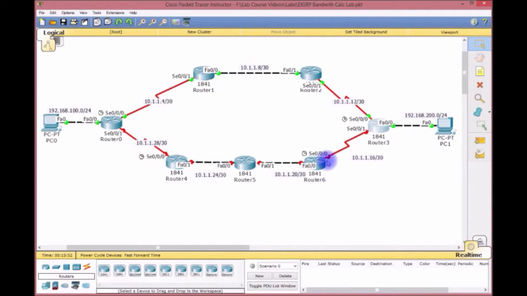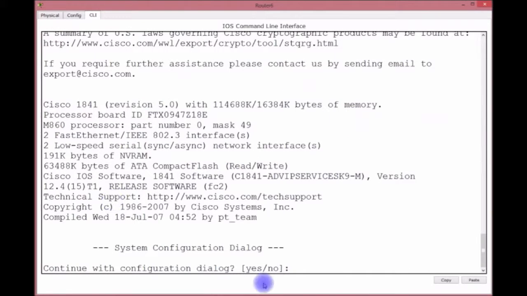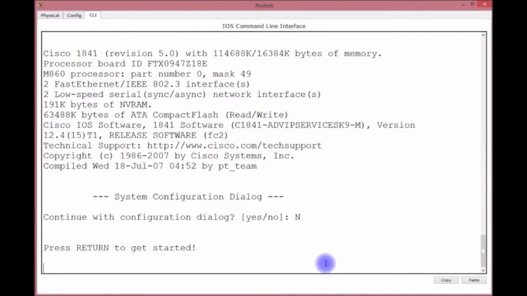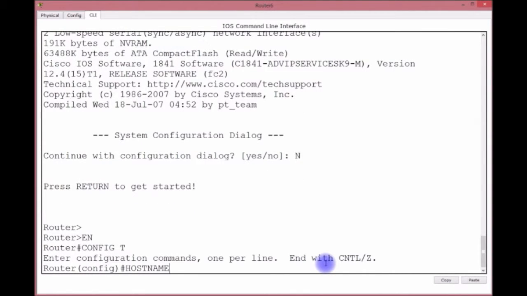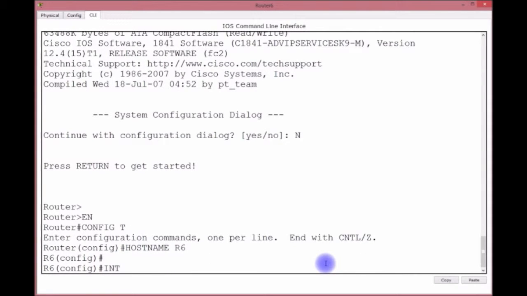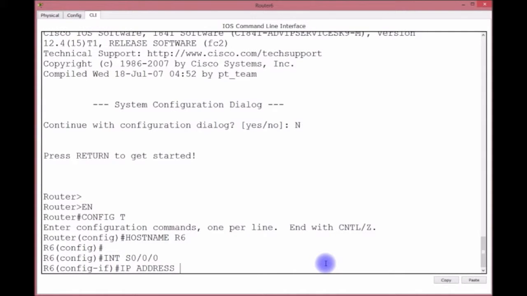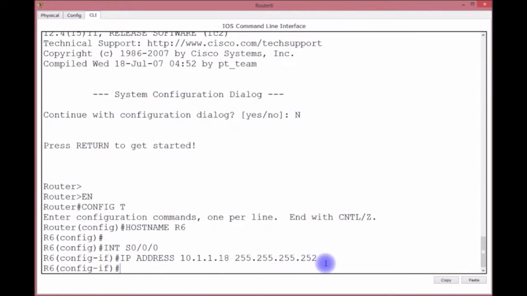So in this router, we have a S0/0/0, which is going to be 18, and we have a Fast Ethernet. All right, so let's go ahead and do that. Say no. Enable, config t, hostname. What is this guy? This is router 6, R6. And we go to interface S0/0/0. IP address 10.1.1.18, 255.255.255.252. Clock rate.